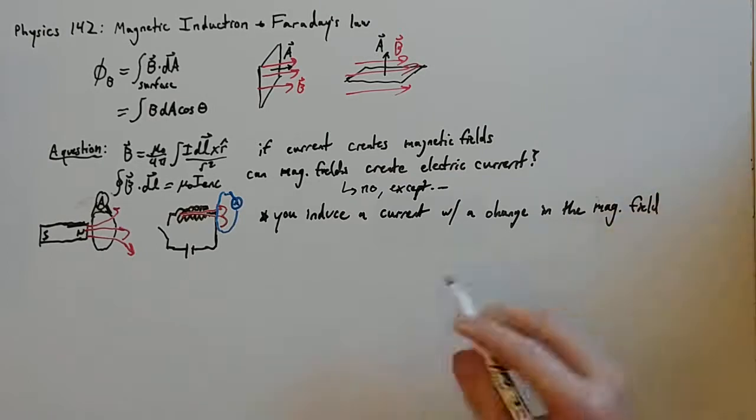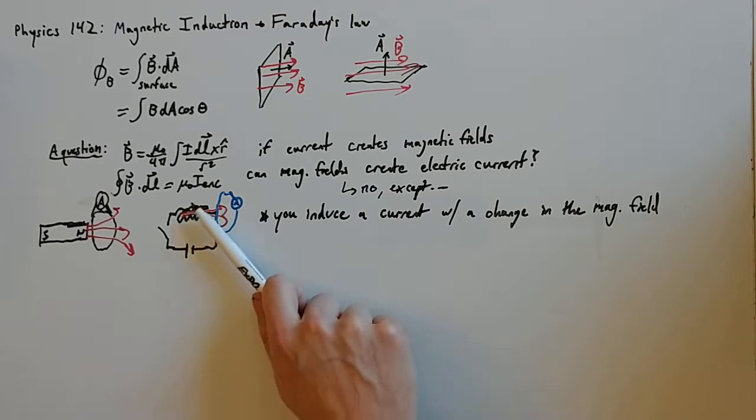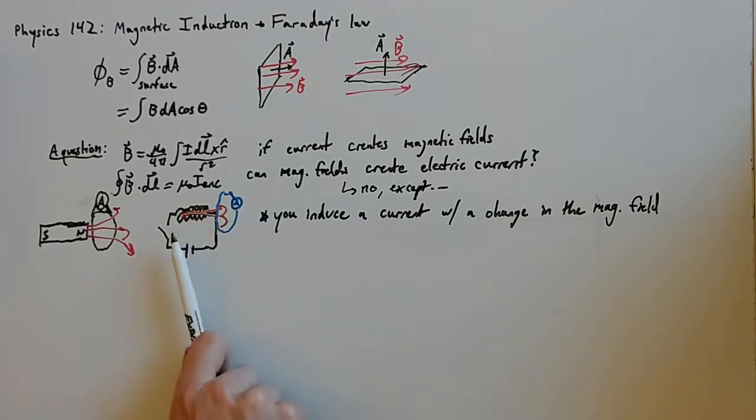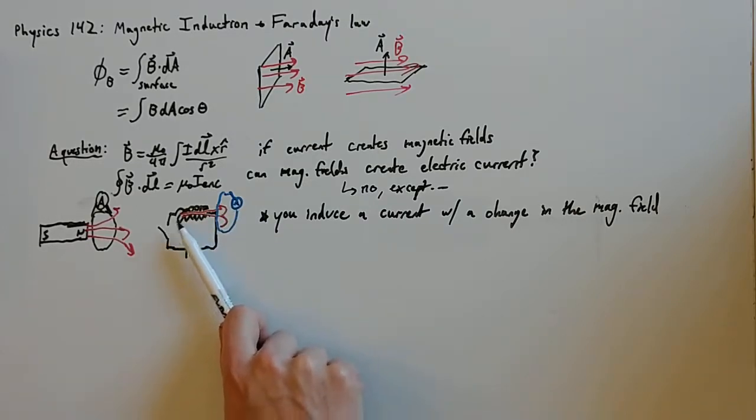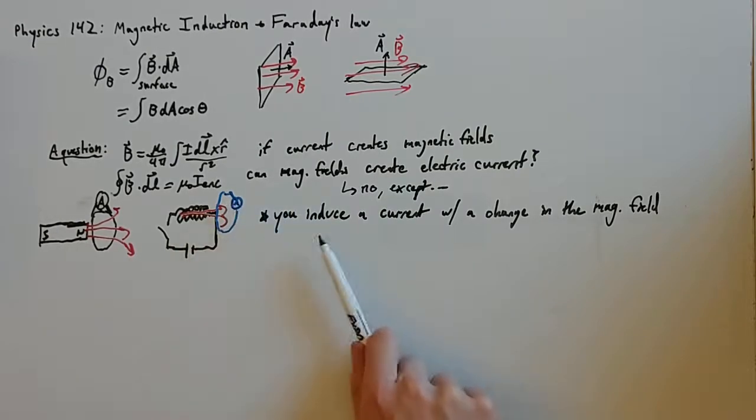Induction, or induce, here is the word for creating that current. What needs to happen is you need to change the magnetic field. While the magnetic field is ramping up, right when you close the switch, the magnetic field is getting stronger and stronger, and it's that change in the magnetic field that induces the current.